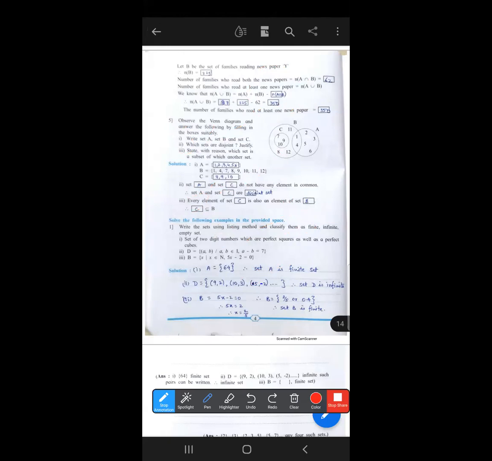Now, this answer we are getting. We are not getting n number of answers like in case of the second sub question. So here the set B is a finite set. Set B is a finite set.